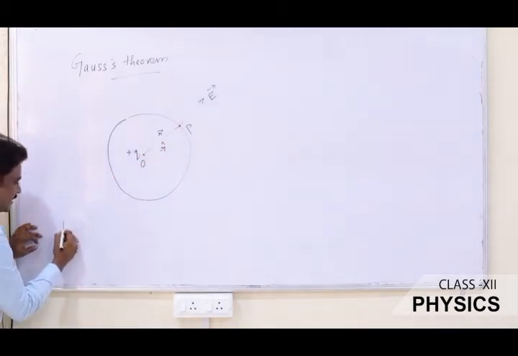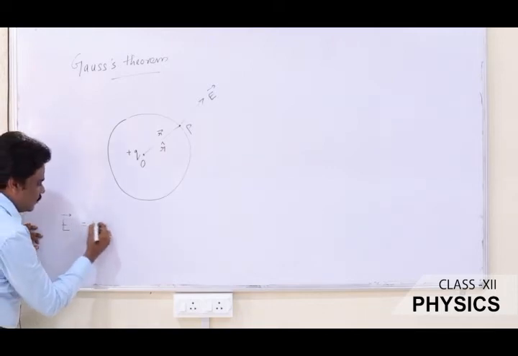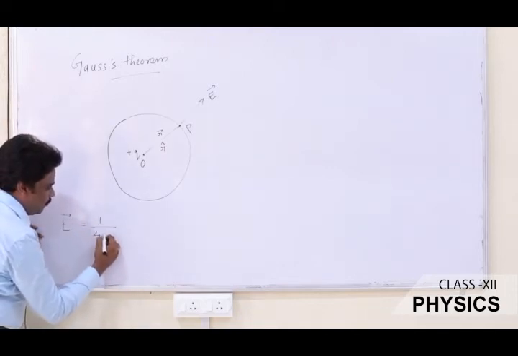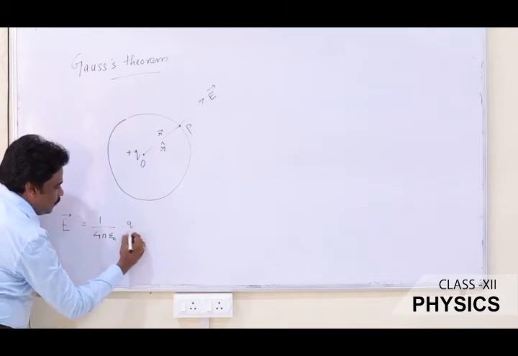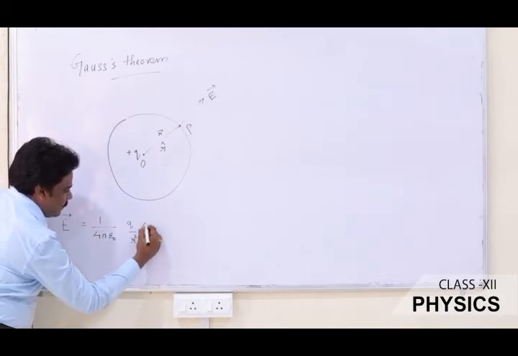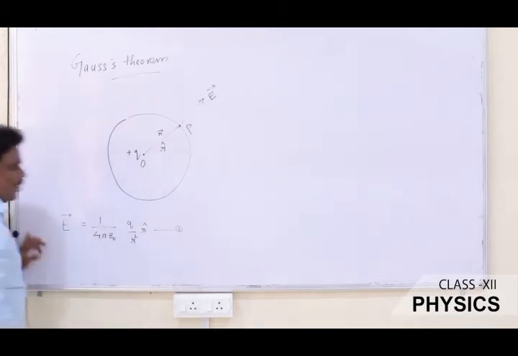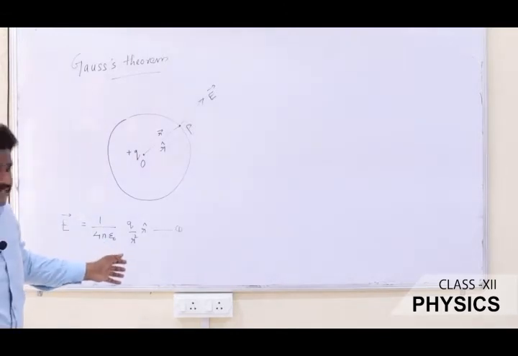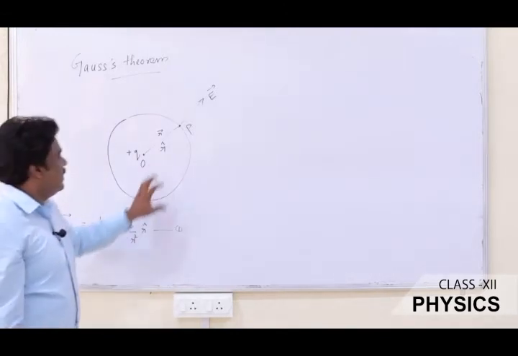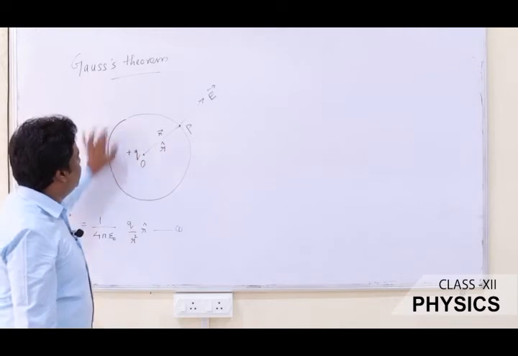Already we derived in the last classes, E vector is equal to 1 by 4 pi epsilon naught Q by R square R cap. Mark it as equation number 1. I am writing in vector form. Now our aim is to find what is the flux linked with the sphere.